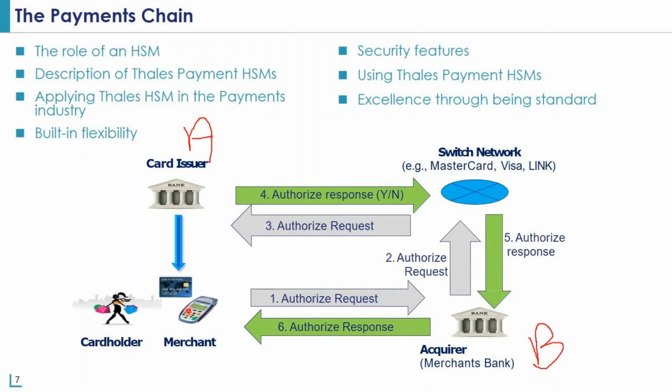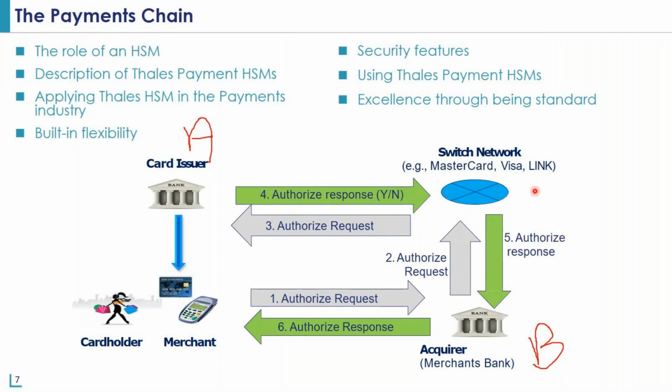So what will happen in the background is your merchant location point of sale will forward this request, which will have information of your PIN and some additional data. This information will be sent to your acquirer bank. The acquirer bank will have interaction with the switch network. There are multiple switch networks. You have MasterCard, Visa, Link, Amex, multiple switch networks in between.